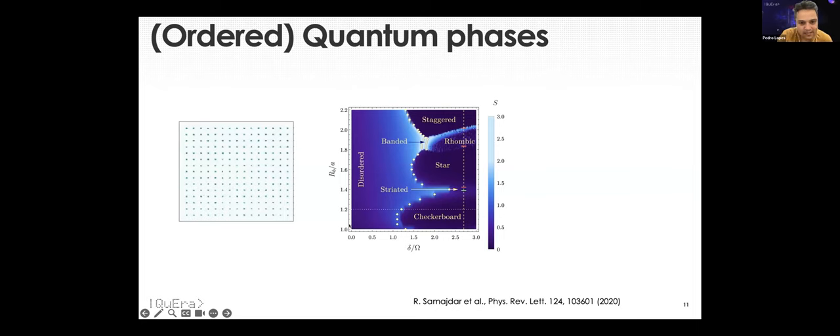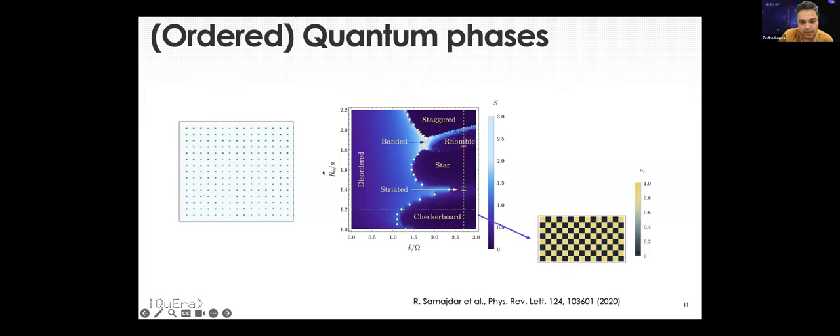So as Yannick was suggesting, when delta equals 0, pretty much everything is uniform, right? There's nothing happening here. But independently of the blockade radius, if I start to increase delta, what I start to see is these lobes of different phases. And it's quite cute, right? So if the blockade radius divided by the lattice constant is of order 1, 1.2, 1.3, what we see is that this is exactly the condition for the blockade radius to be touching the first neighbor, right?